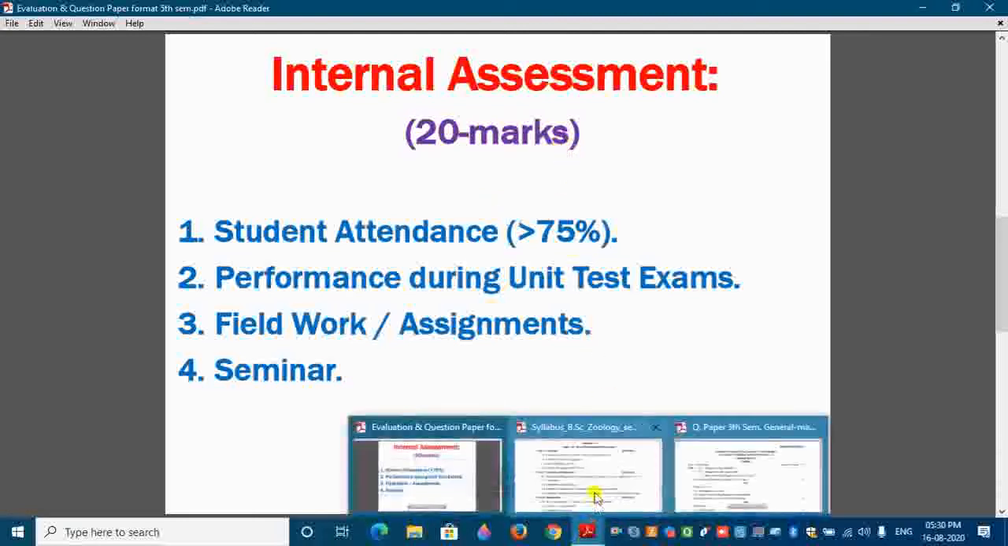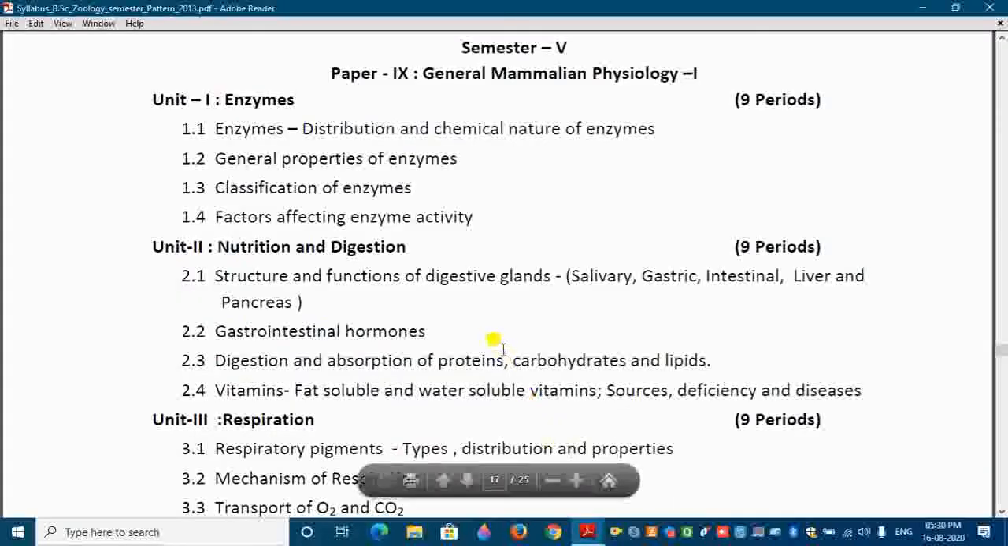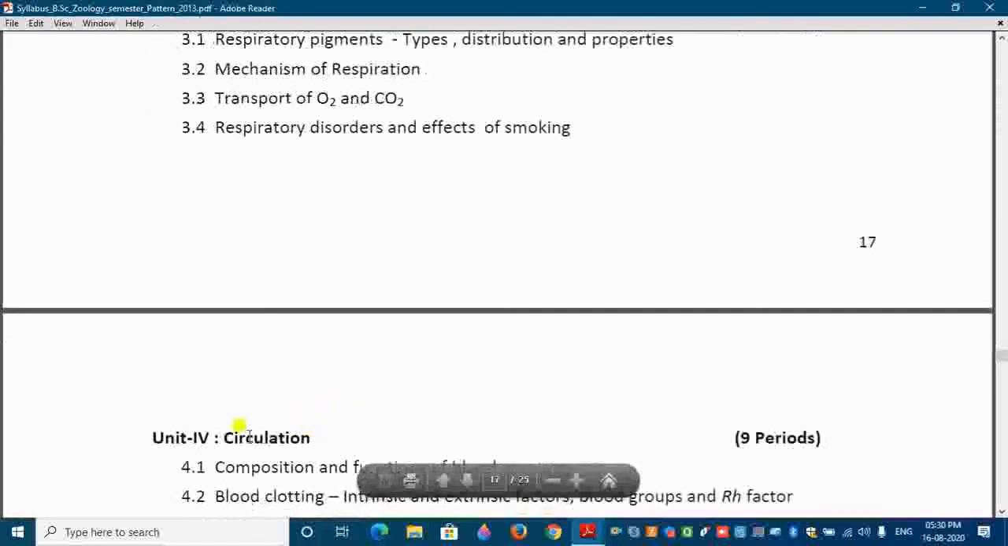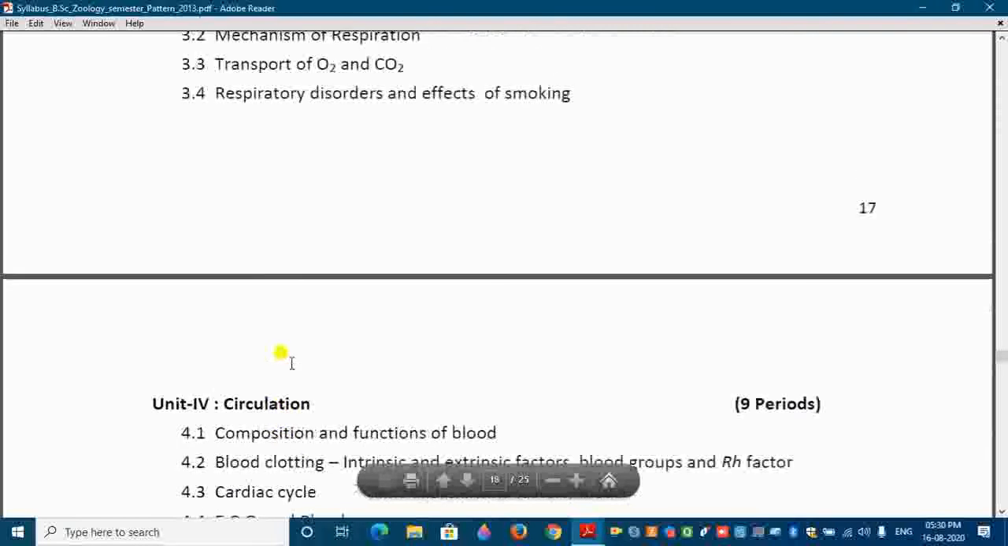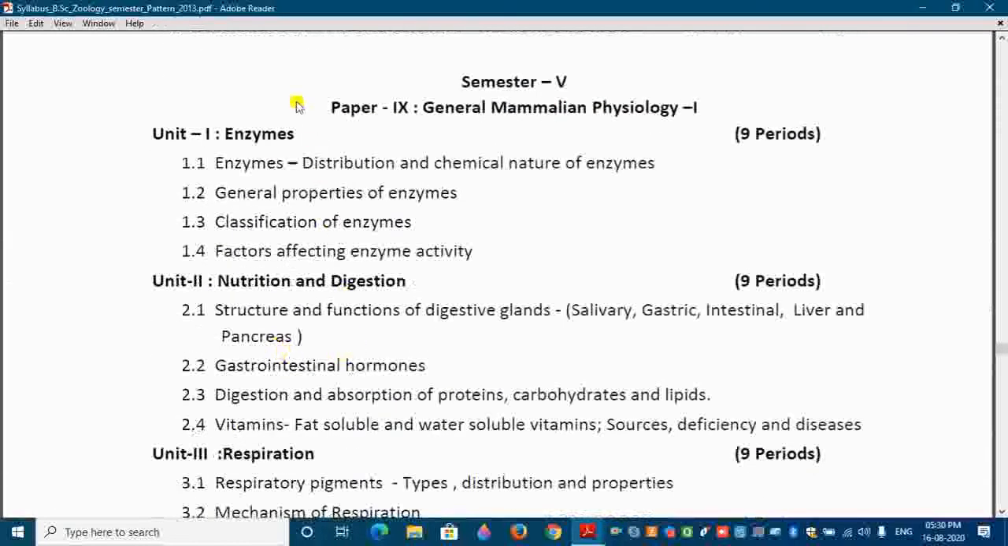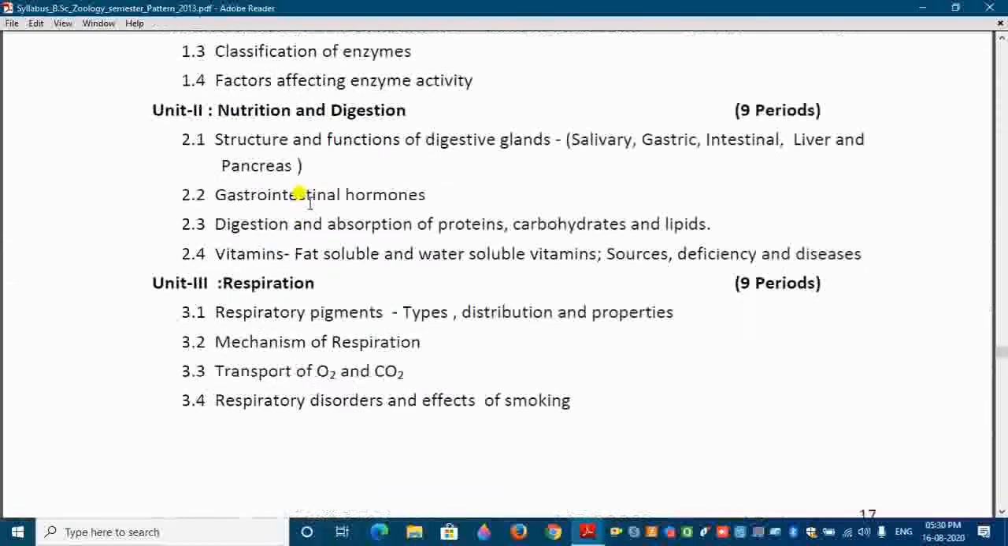Then you have to understand what type of syllabus there is and which units are covered. For the fifth semester, there are two papers. The first paper is General Mammalian Physiology, and it consists of four units: enzymes, nutrition and digestion, respiration, and the fourth unit, circulation. So this paper is on the basis of physiology and consists of four units.